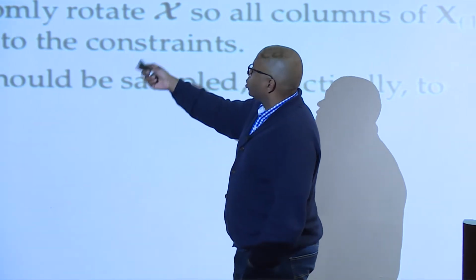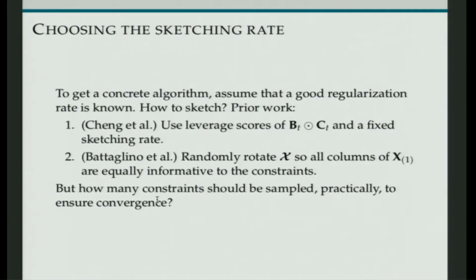And then prior work, the two works that I mentioned: Richard's work has used the leverage scores of our system matrix and a fixed sketching rate. And the Kolda et al. work says just randomly rotate your tensor so that it's incoherent and do column samples at some fixed sketching rate. But I want to know, can we do better than that? Is there some better way of choosing our sketching rate?